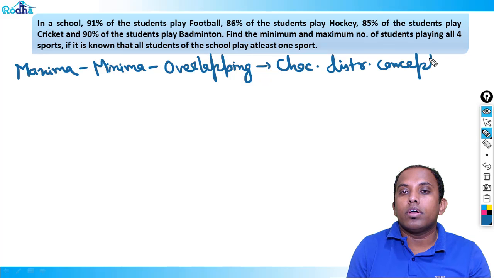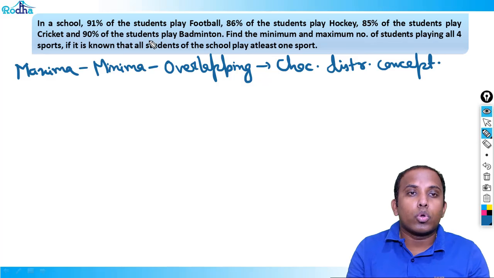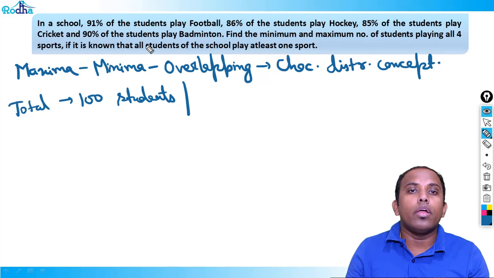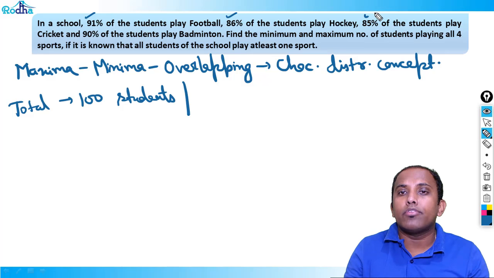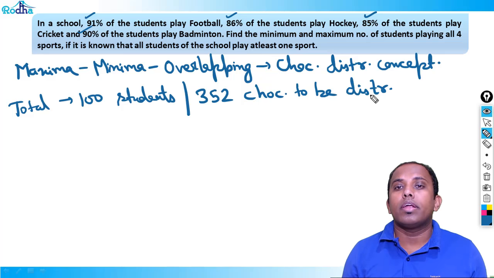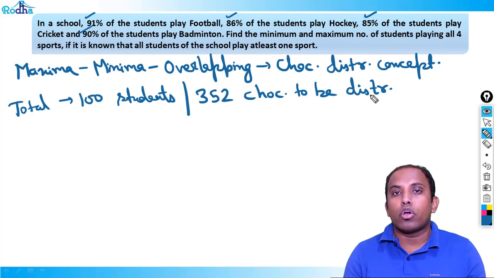Like I told in the last slide, what should I do here? The total number of people I should assume is 100, because I'm talking about percentage. So let's say there are 100 students. And what is the number of chocolates here? We add all the overlapping cases. So 91 plus 86, 177, plus 85, 262, plus 90, 352. So in total there are 352 chocolates to be distributed. This is the first thing. If you do this, half of the job is done. So 100 people now and 352 chocolates to distribute.